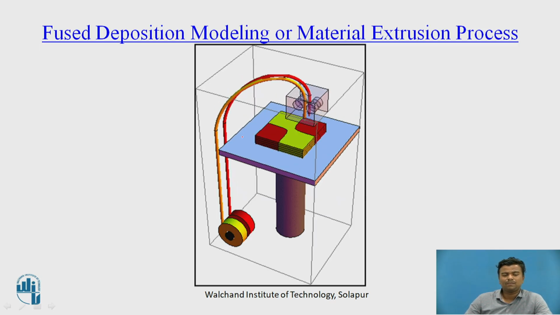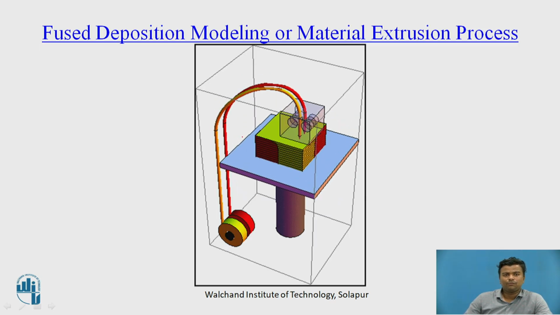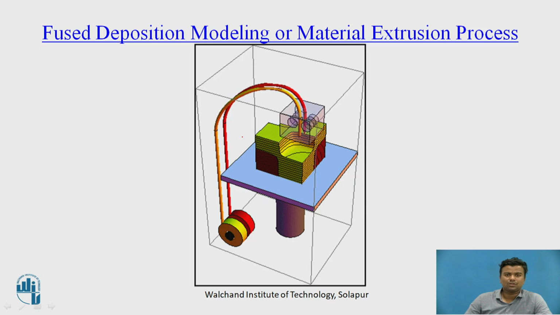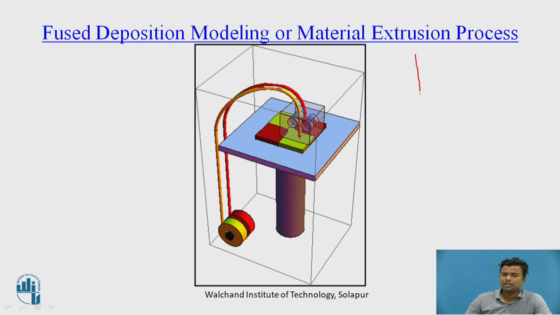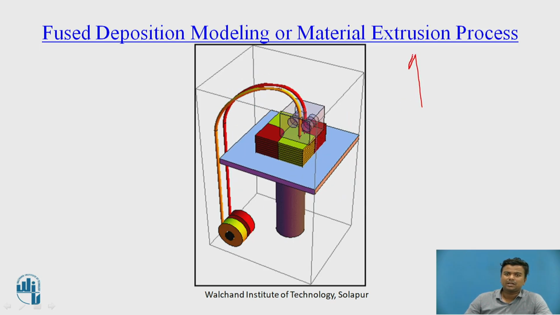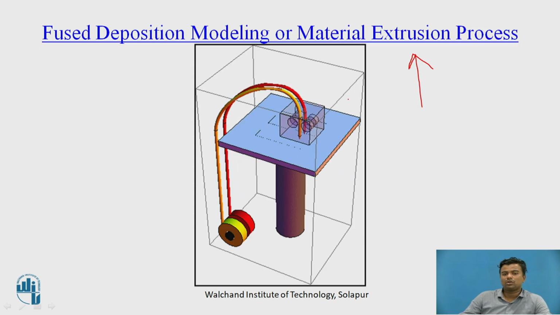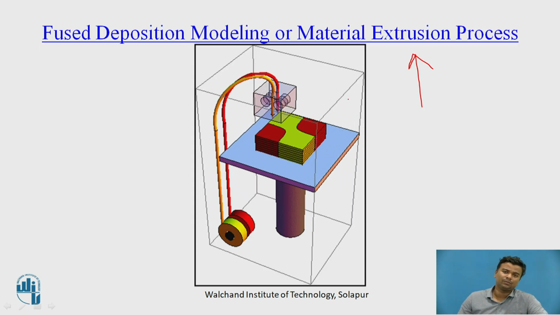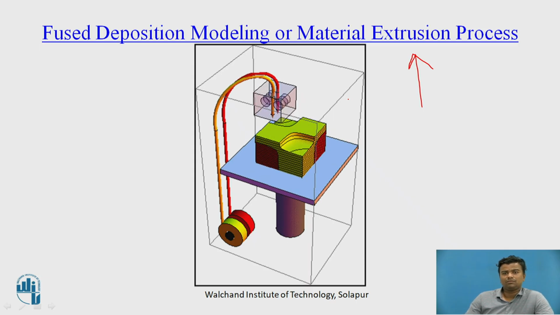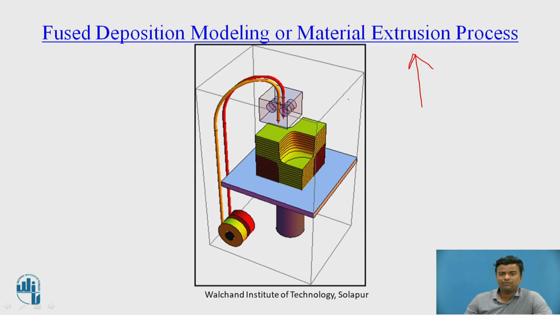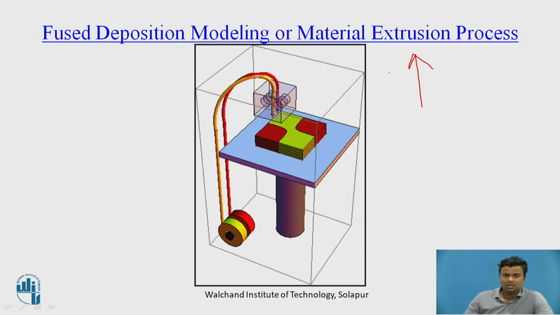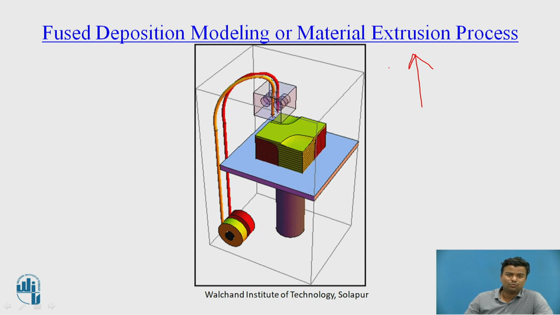Fused deposition modeling, or material extrusion. Why is it called material extrusion? Because the material is extruded through a very small diameter nozzle. Extrusion is a formative manufacturing process, and that's why it is called the material extrusion process.